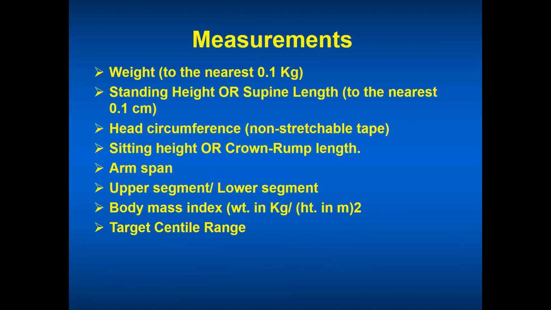Measurements taken for accuracy include weight to the nearest 0.1 kilogram, standing height or supine length to the nearest 0.1 centimeter, head circumference using a non-stretchable tape, sitting height in the case of a child, or crown-rump length in the case of an infant, arm span, upper segment to lower segment ratio, body mass index calculated by taking the weight in kilograms divided by the height in meters squared, and target centile range is calculated.